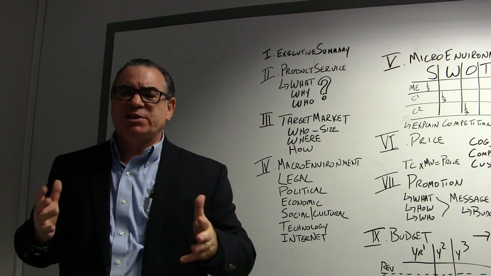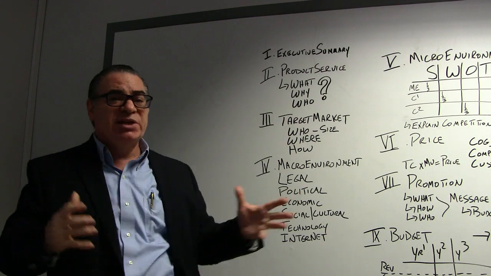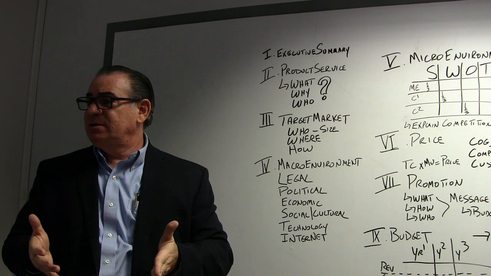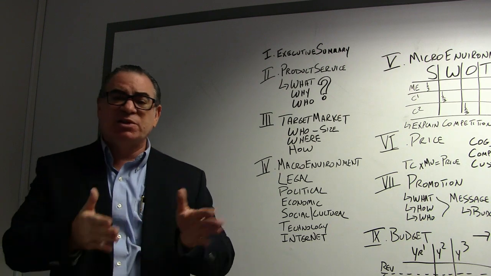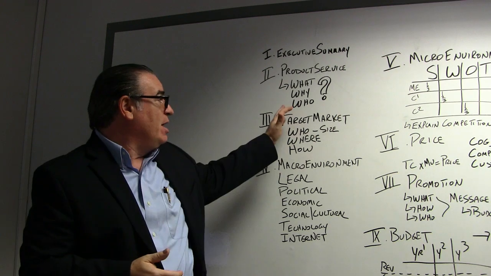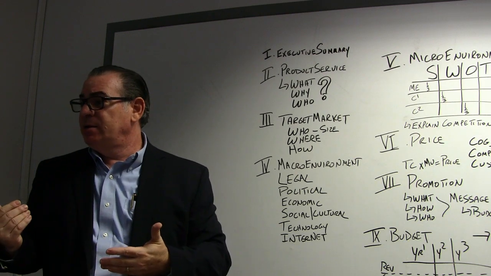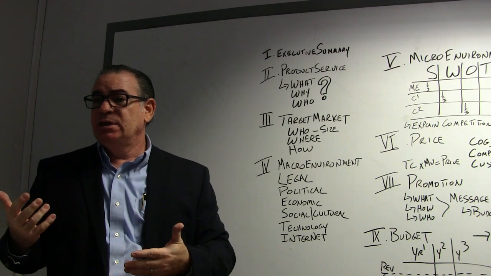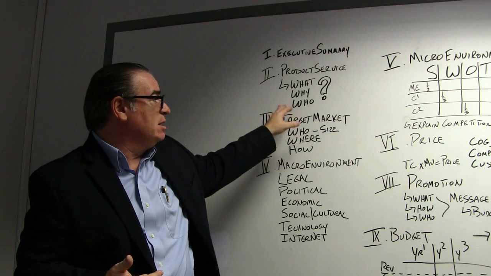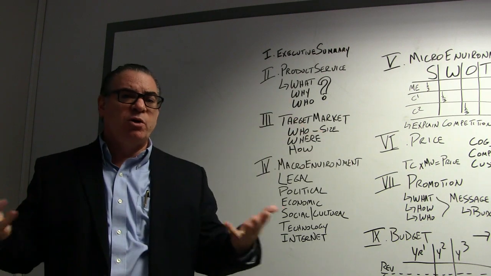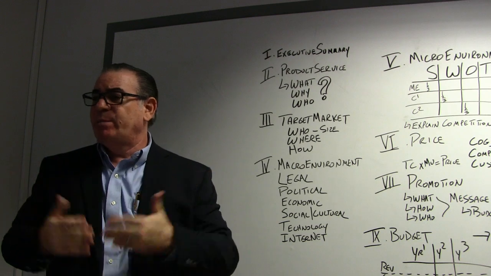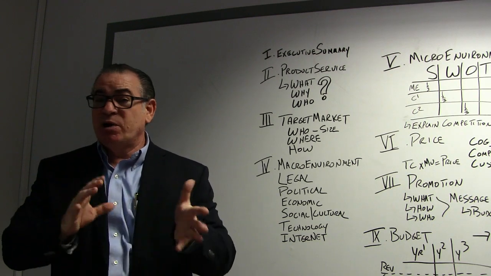So product or service here is interchangeable. The first thing is you need to know what. What is your product or service? What makes you different? Then you need to know why. Why do you exist? Why would the customers buy your product or service? Explain that in a couple of sentences. And then who? Who is your target market? Who do you expect to buy this product or service? That's part of this too.